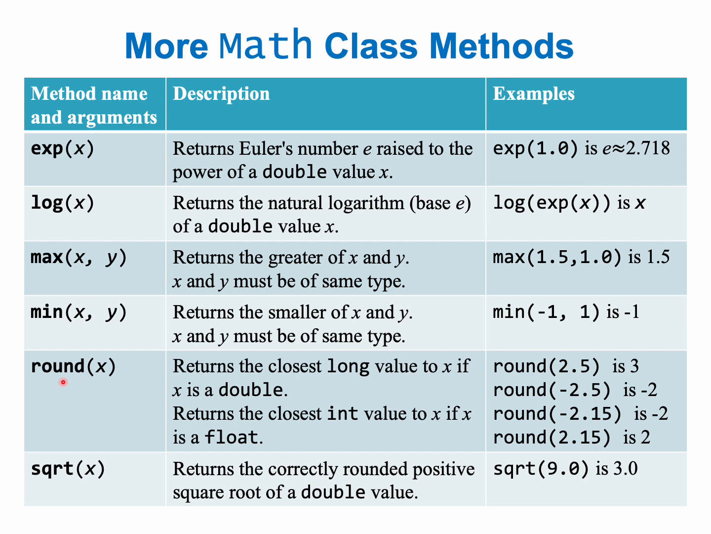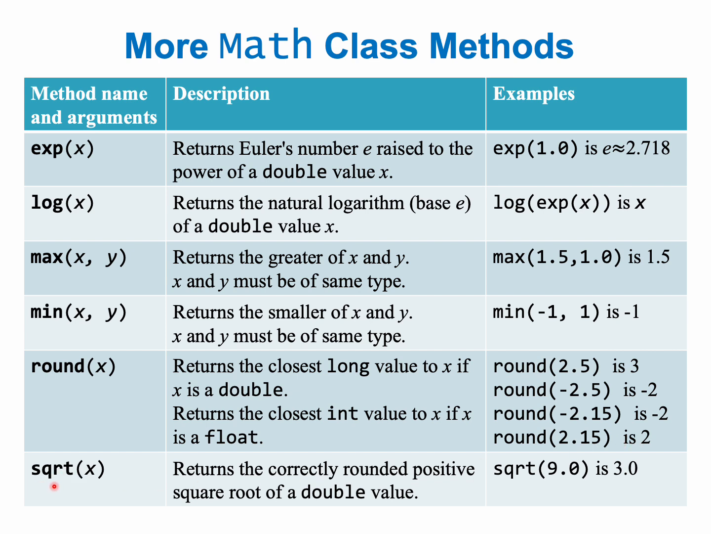The method round takes a float value or a double value as argument. It then returns the closest long value to the double argument and the closest int value to the float argument. For example, round of 2.5 is 3. Round of minus 2.5 is minus 2. Round of minus 2.15 is minus 2. And round of 2.15 is 2.